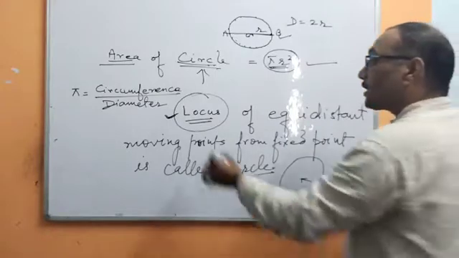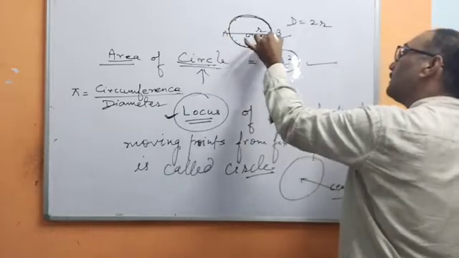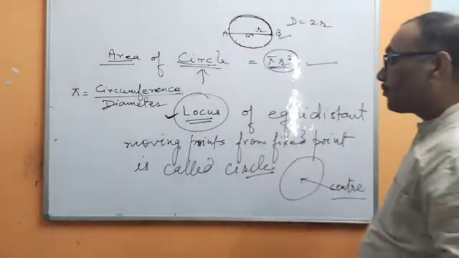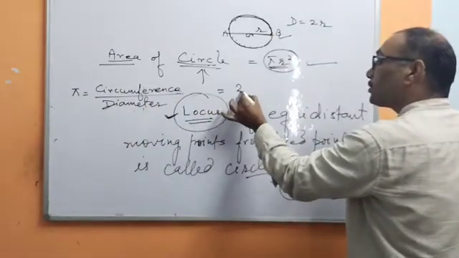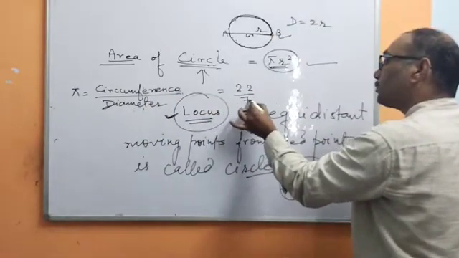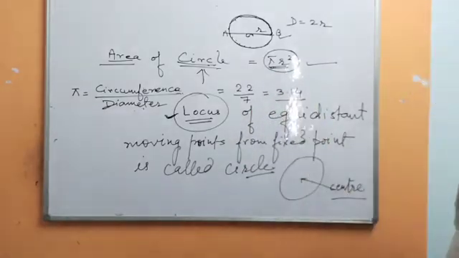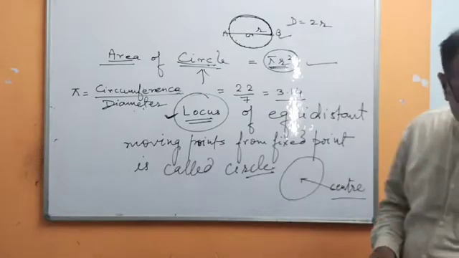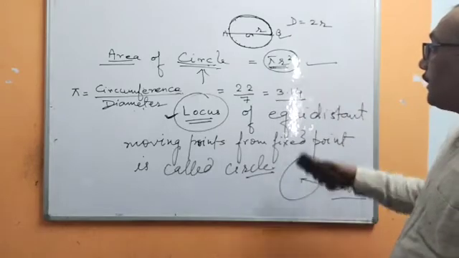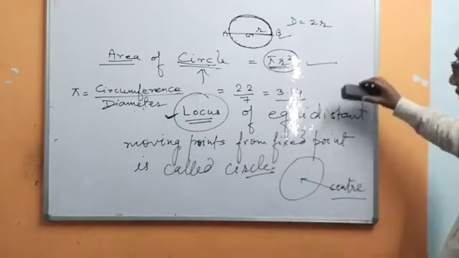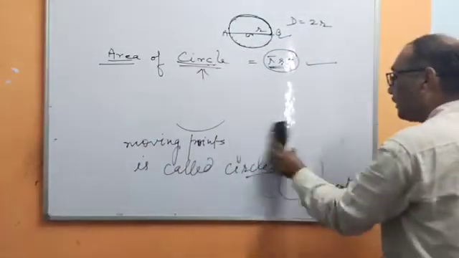See, circumference means the length of the boundary of this circle, and the ratio of circumference and diameter is always a constant number, and that is equal to 22/7 or 3.14. Clear? See, now we have to find the area of circle, pi r square. Let's see.